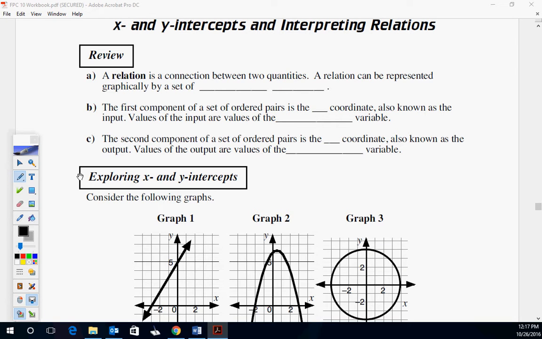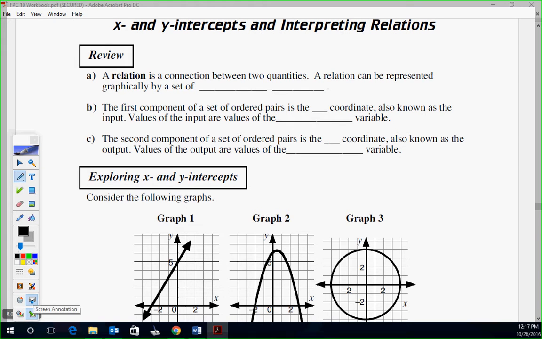Okay, so it says a relation is a connection between two quantities. A relation can be represented graphically by a set of what? Ordered pairs. We talked about it yesterday. The first component of a set of ordered pairs is the X coordinate. Values of the input are values independent. Good. Okay, second one's the Y, and then dependent.